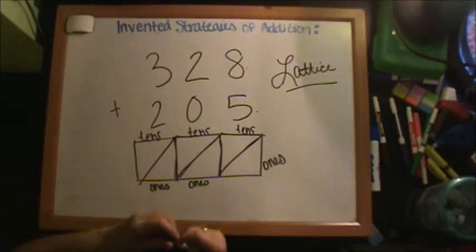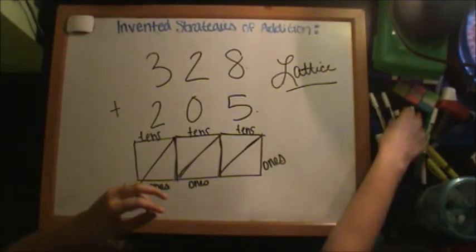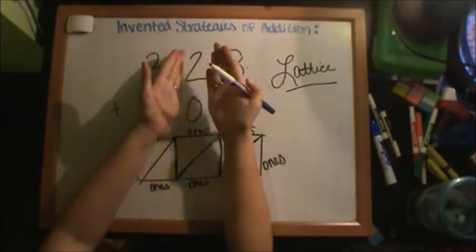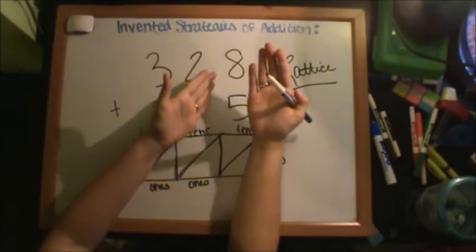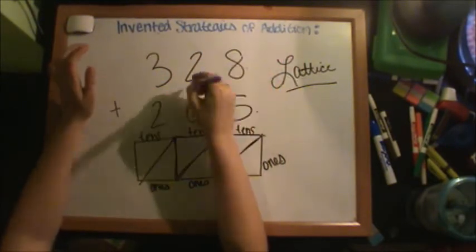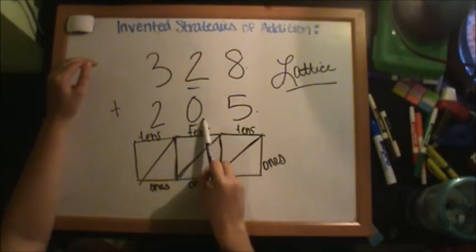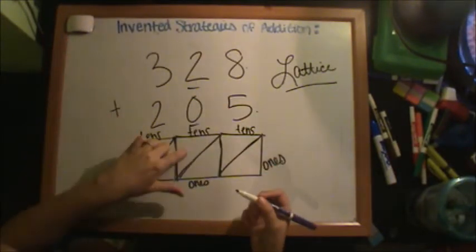Okay, so with this, you do not have to start in the ones place like you do in standard algorithm. You can start in any column you want as long as you keep the tens together, the hundreds together, and the ones together, and so forth. So I'm going to start in the tens place just because that's super weird. So 2 plus 0, that gives me 2. So this is my tens place.